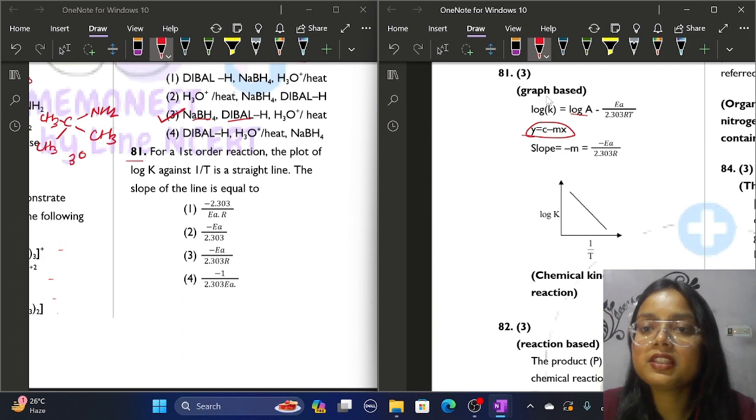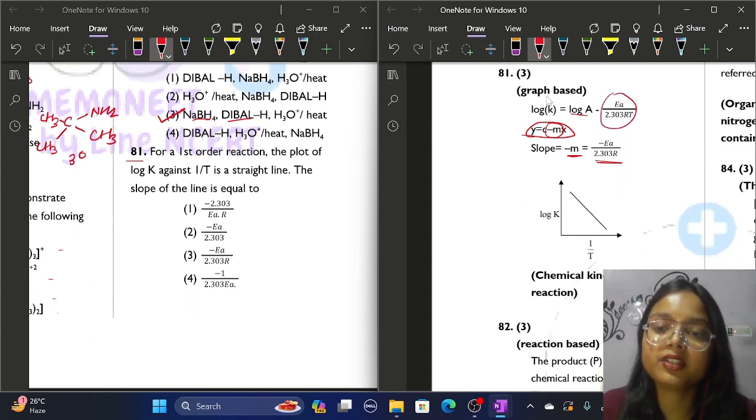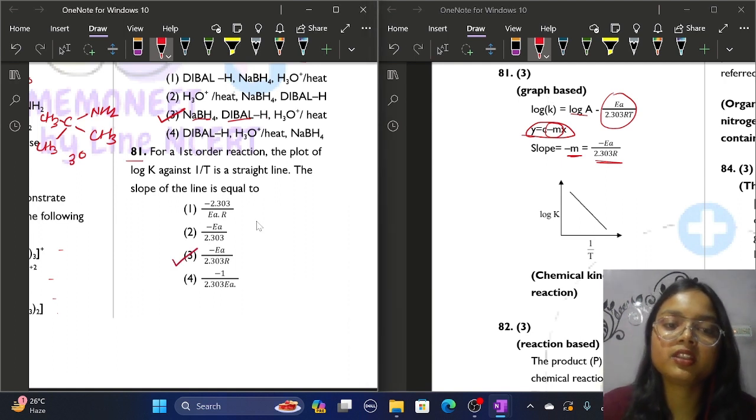Y is equal to C minus mx. Here the slope is minus m. And what is the slope here? It is minus Ea by 2.303 R. So this will be the graph, and which of these is the correct option here? Option 3 is correct: minus Ea by 2.303 R.